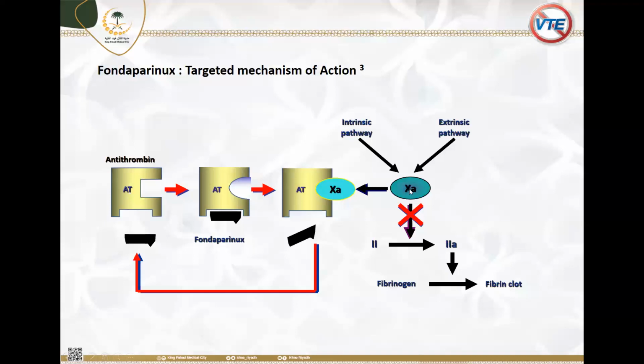If you inhibit factor 10A, you'll not be able to convert prothrombin to thrombin. This is very important. If you don't generate thrombin, then you'll not be able to convert fibrinogen to fibrin. That's why we call it a fibrin clot. Usually the clot has fibrin in addition to the platelets and RBCs. So we call it an indirect factor 10A inhibitor through antithrombin.